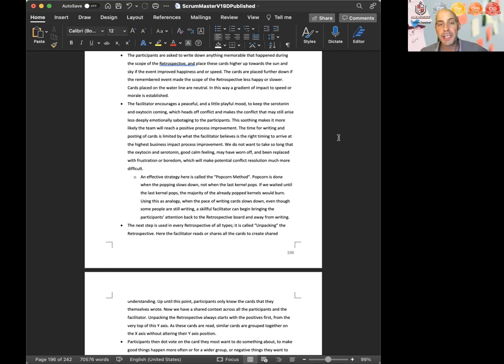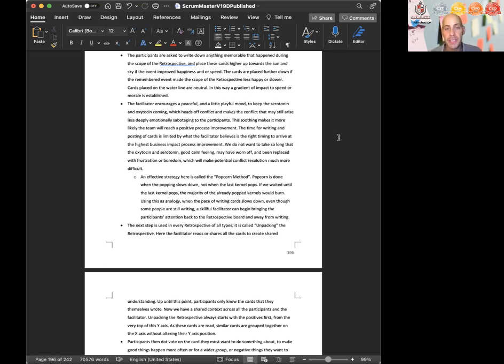An effective strategy here is called the popcorn method. Popcorn is done when the popping slows down, not when the last kernel pops. If we waited until the last kernel pops, the majority of the already popped kernels would burn. Using this analogy, when the pace of writing cards slows down, even though some people are still writing, a skillful facilitator can begin bringing the participants' attention back to the retrospective board and away from writing.